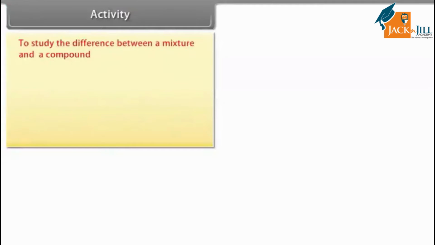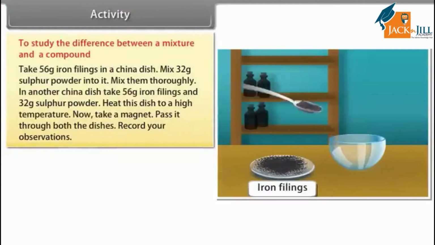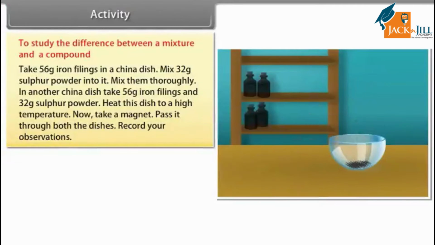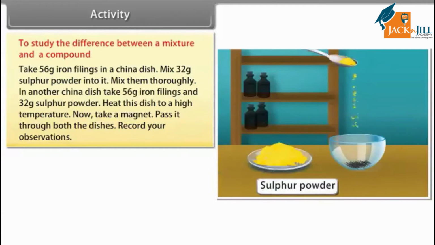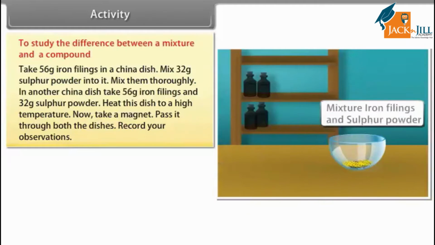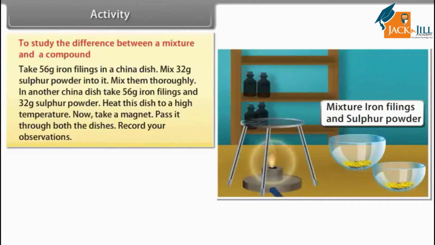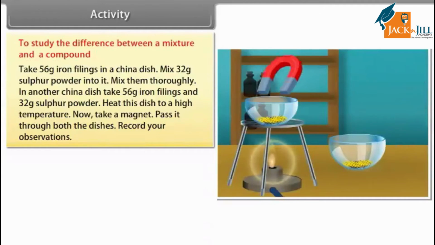Differences between compounds and mixtures. Activity. To study the difference between a mixture and a compound, take 56-gram iron filings in a china dish. Mix 32 grams sulfur powder into it. Mix them thoroughly. In another china dish, take 56-gram iron filings and 32 grams sulfur powder. Heat this dish to a high temperature. Now take a magnet. Pass it through both the dishes.